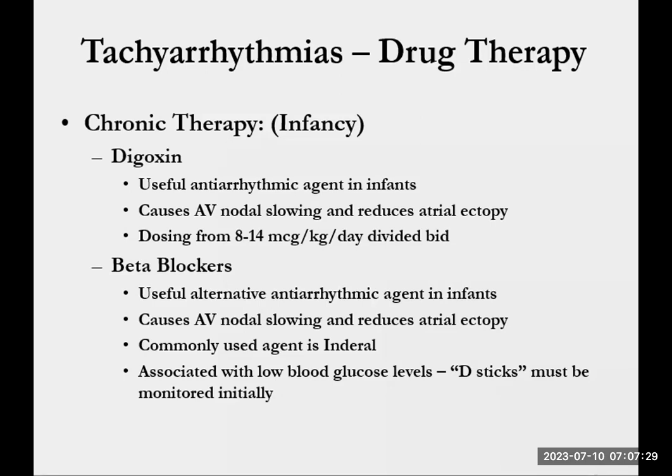Beta blockers are a useful alternative antiarrhythmic agent, and probably in the present era are the most commonly used agent that we use for treatment of SVT in kids. They cause AV nodal slowing and also reduce atrial ectopy, though in a completely different manner. The most commonly used agent is Inderal or propranolol. As a general rule, we would rather use this orally. I would say never give this IV. There are IV beta blockers such as esmolol, which we can talk about in the future, but Inderal is a very reasonable agent.